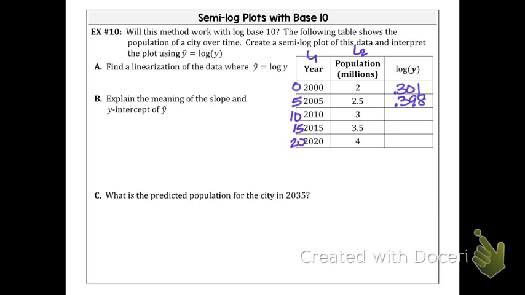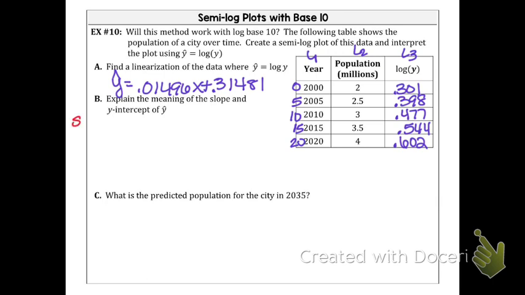All right, when I do that, I get these numbers. All right, and then I want to find my equation. So I'm going to go to Stat, Calc, Linear Regression, L1 and L3. And I find that it's y hat equals 0.01496x plus 0.31481.